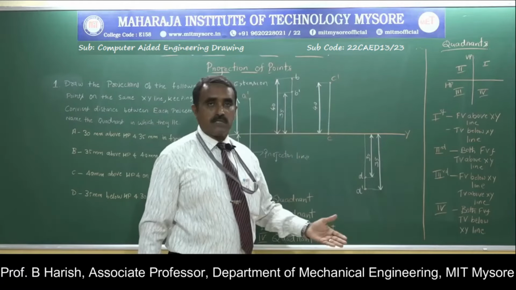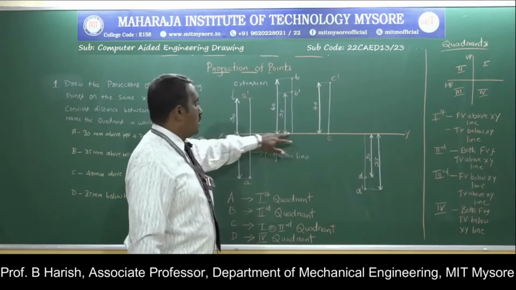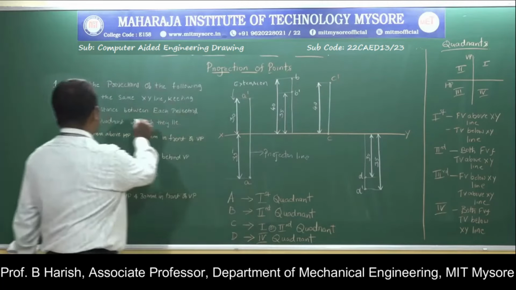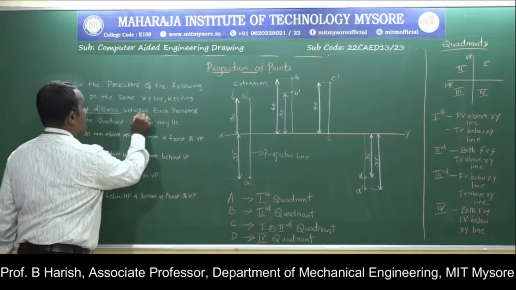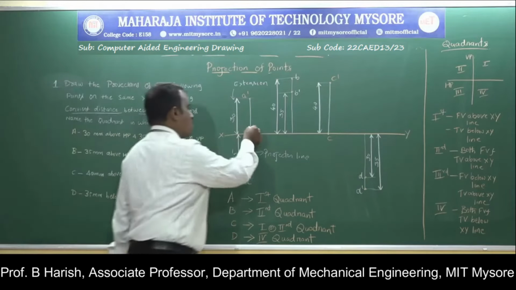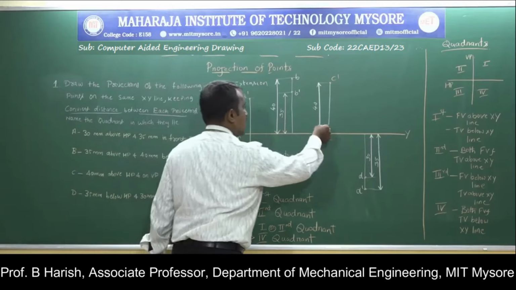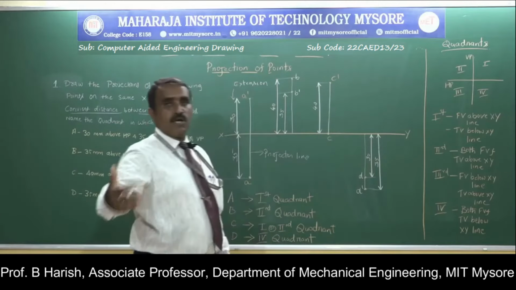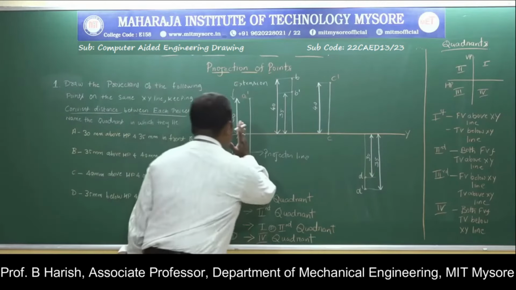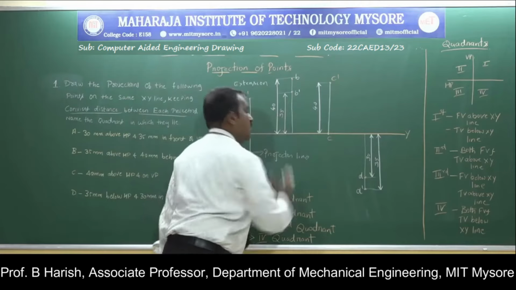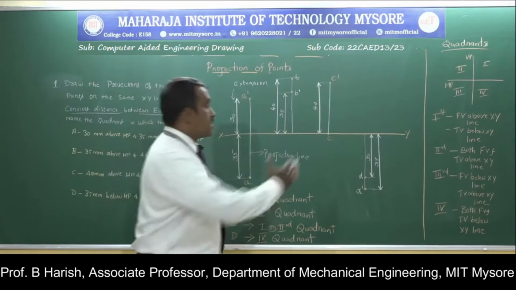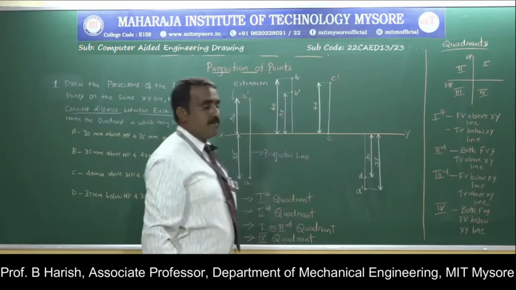Now how to draw the projections? Here you can see that one more thing is mentioned: taking a convenient distance between each projector. That is, this is one projector, this is the second projector, third projector, fourth projector, since I am drawing the projection of 4 points. From this projector to this projector, you take any convenient distance. That should be the same throughout the problem.